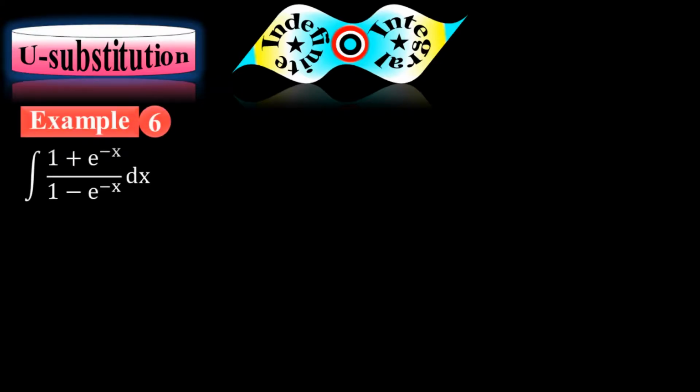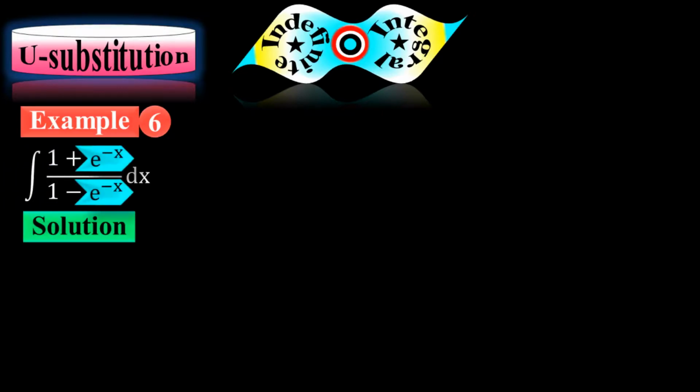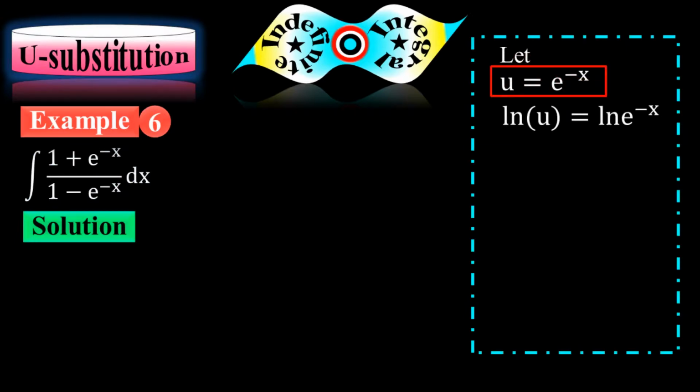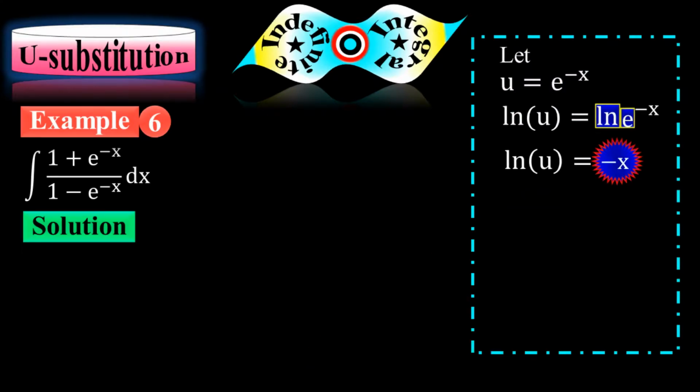Example number 6. Solve the integral of (1 plus e to the minus x) over (1 minus e to the minus x) dx. Solution. Let e to the minus x equal u. Taking the natural log of both sides, we have natural log u equals natural log e to the minus x. According to the logarithmic rule, the natural log cancels with the base e. We now have minus x only.